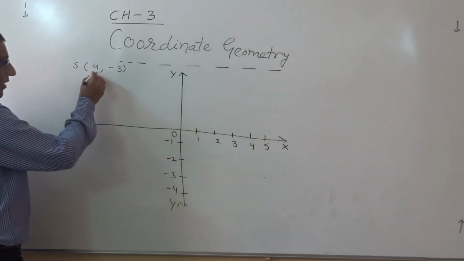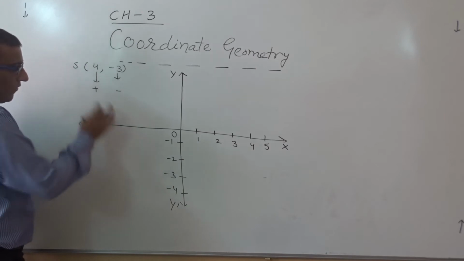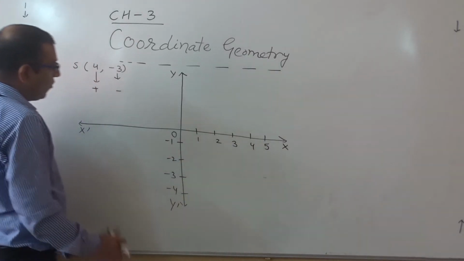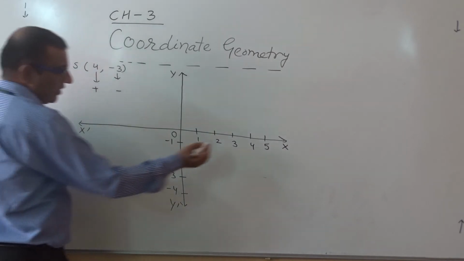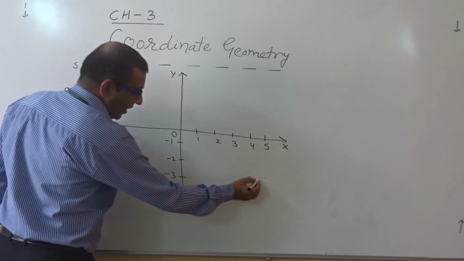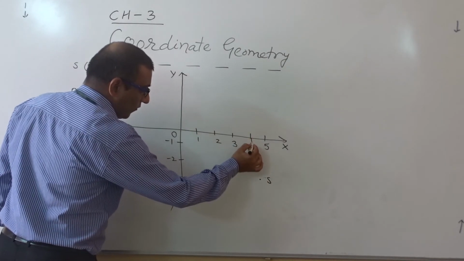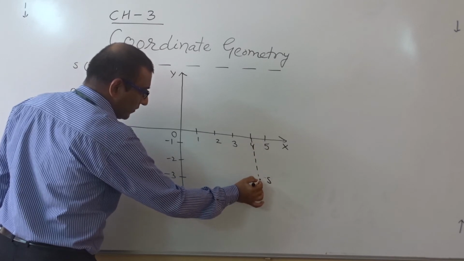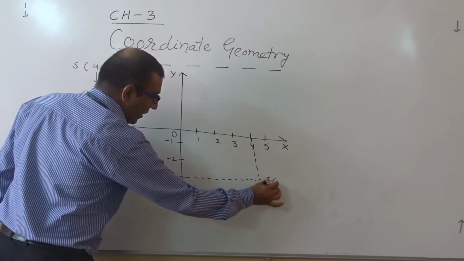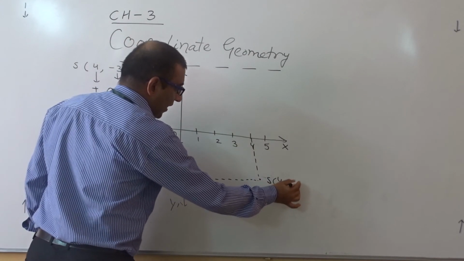It means we can say the first value is positive and the second value is negative, so definitely this point S will lie in the fourth quadrant. So how can we denote it? The value of x is positive and the value of y is negative. So definitely this point lies here. This is our S point. Now when you join it, it will look like this. So we can say the coordinates of S are 4, -3.